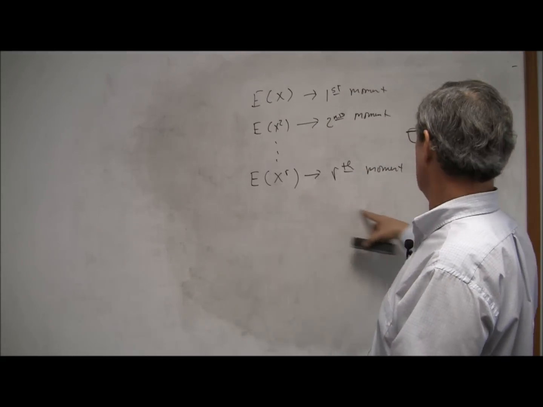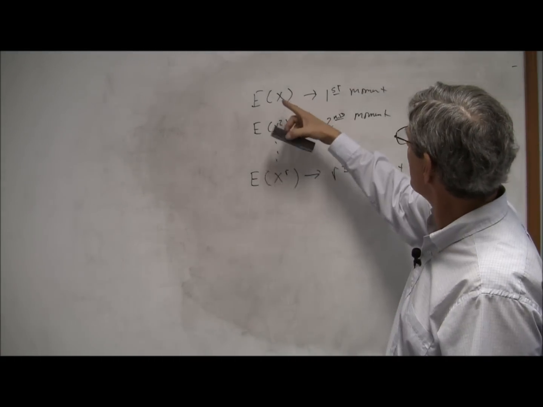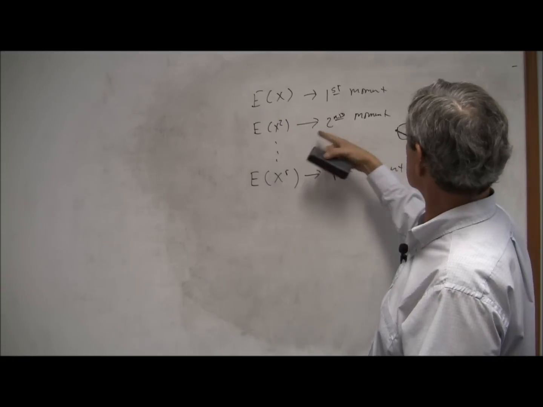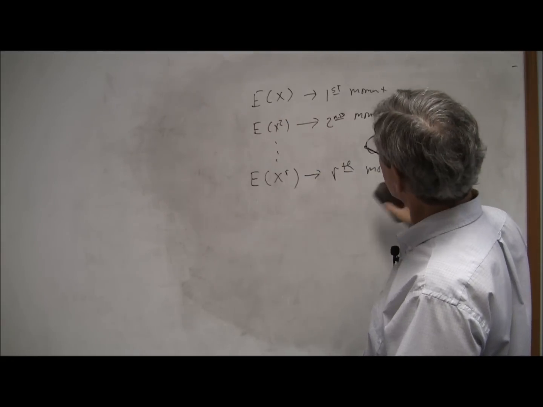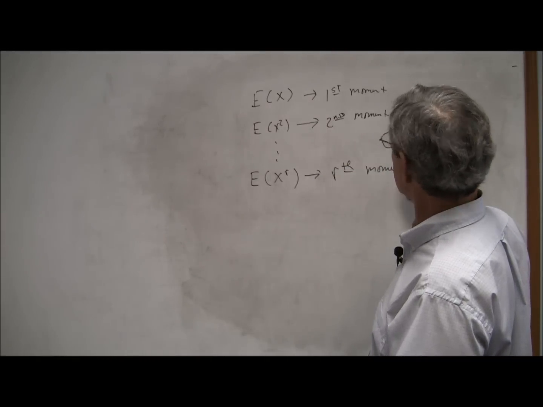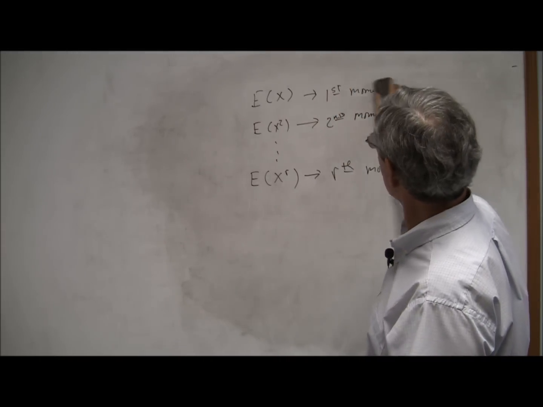But anyway, you can define moments other than the mean, and this is related to the variance. This is the variance for a mean of 0. And so in that sense, it's a variance. But you can do these other moments as well.